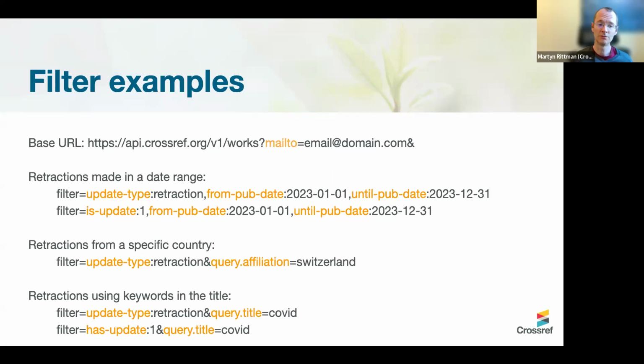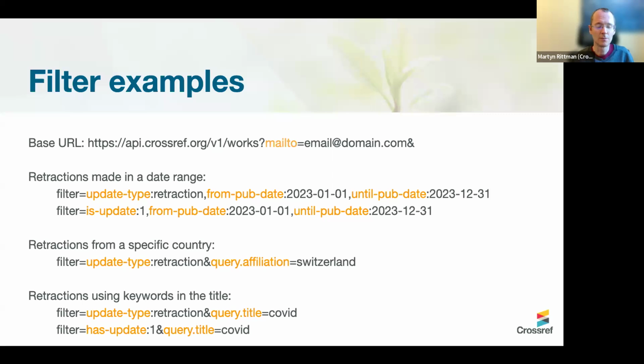The next example is for retractions from a specific country. Maybe you're interested in really digging into what's being retracted from a specific region, and you can use a query.affiliation filter here, or the query parameter. In this example, that will get you anything where an author affiliation includes Switzerland in it.